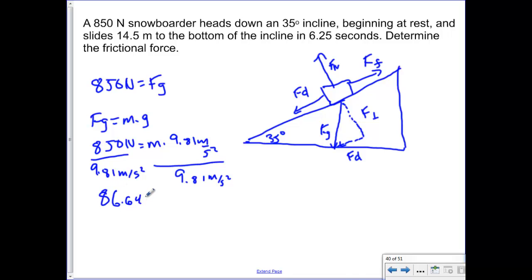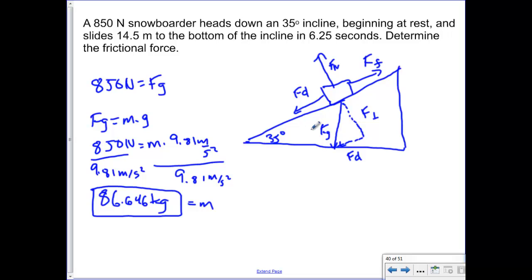So his mass is actually 86.646 kilograms. That's a little twist that I could play in a question: rather than giving you the mass, I'm going to give you how much gravitational force he has, and you've got to work backwards and find the mass.